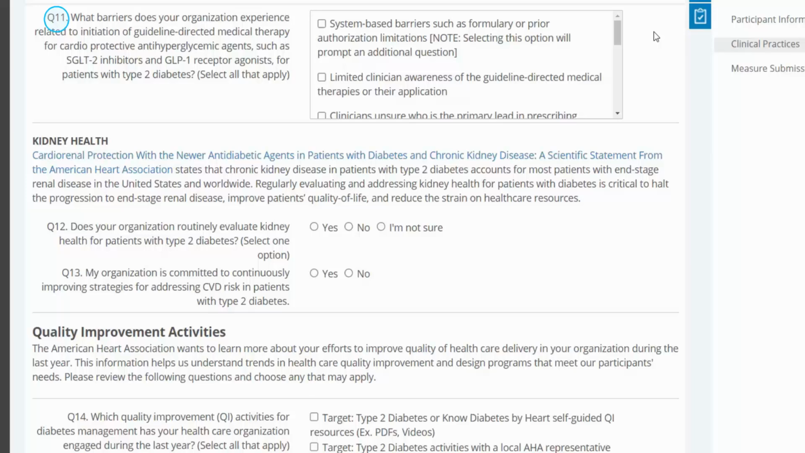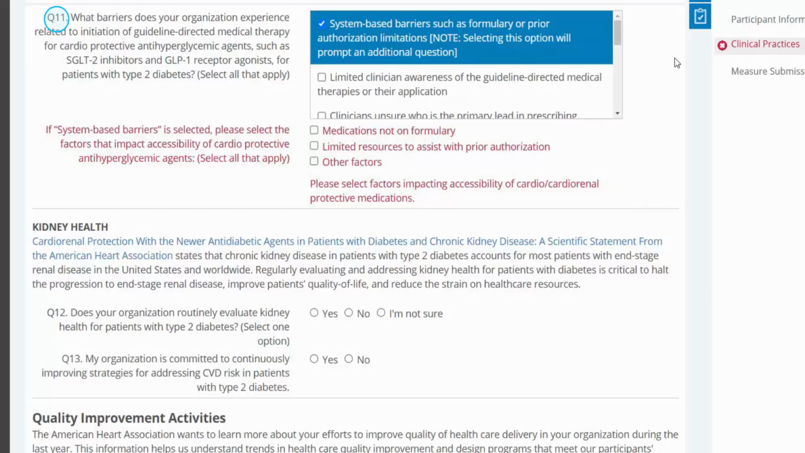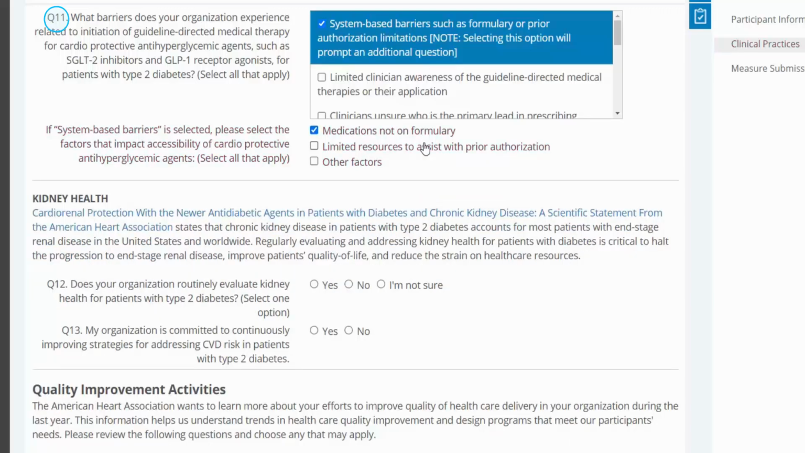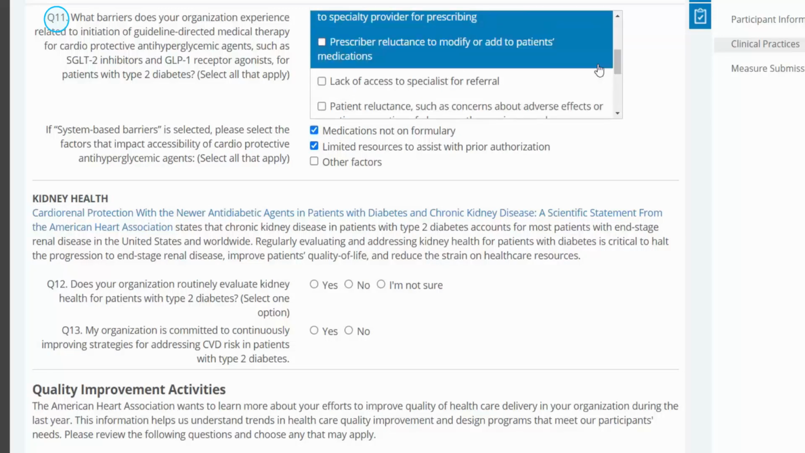Question 11 asks about the barriers your organization experiences in relation to the initiation of guideline-directed medical therapies for cardioprotective antihyperglycemic agents such as SGLT2 inhibitors and GLP-1 receptor agonists for patients with type 2 diabetes. If you select the first option, system-based barriers such as formulary or prior authorization limitations, an additional question will appear, asking for the factors that impact accessibility of those medications. If this appears, you must answer the question. Make sure that you scroll so that you can select all options that apply.